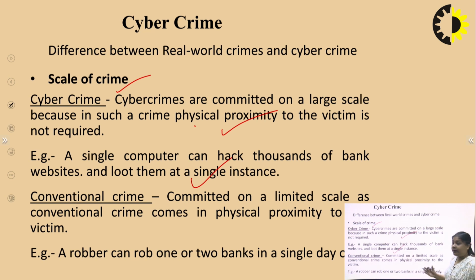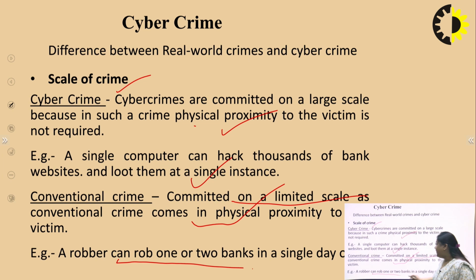And conventional crime is committed on a limited scale as compared to cyber crime, because in this, physical proximity of the victim is also required. For example, a robber can rob 1 or 2 banks in a single day because he has to personally visit that bank and steal the assets that he wants to steal from that bank.